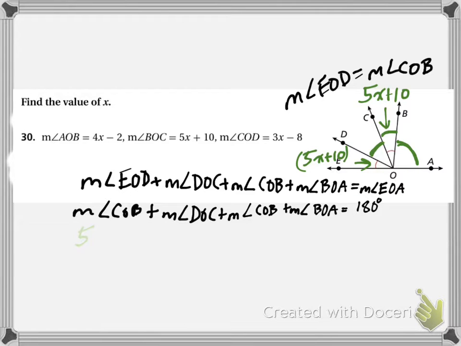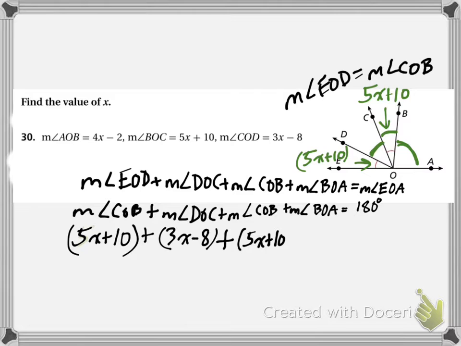Plus, let's see, DOC is the same as COD, which is 3x minus 8. COB is going to be, again, 5x plus 10, plus BOA, which is the same as AOB, 4x minus 2 equals 180 degrees.